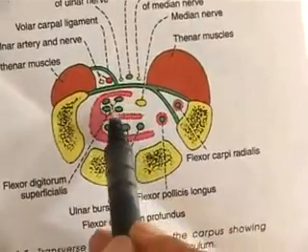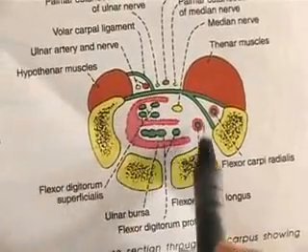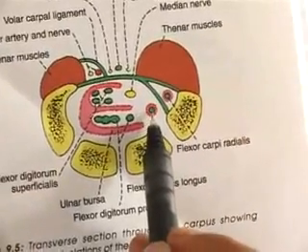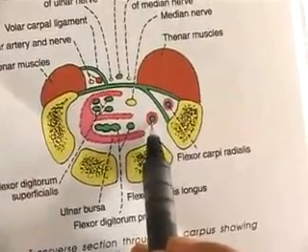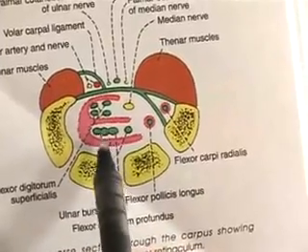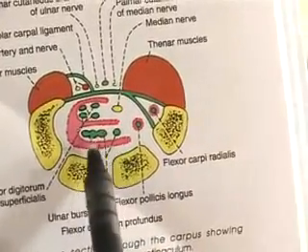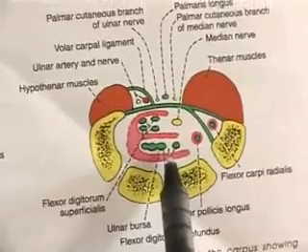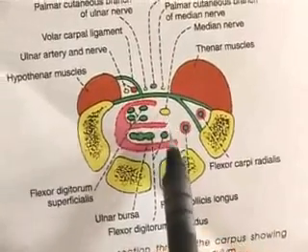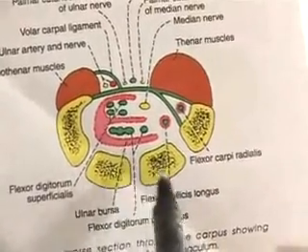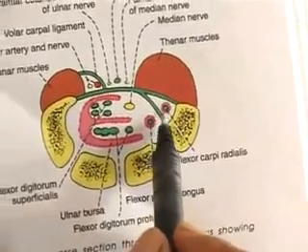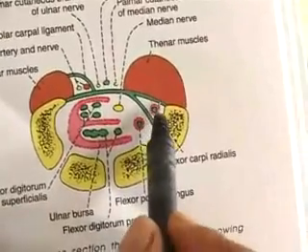Structures passing deep to flexor retinaculum are tendon of flexor pollicis longus in the synovial sheath, 8 tendons of flexor digitorum superficialis and flexor digitorum profundus, 4 each. Median nerve lying superficial to the tendons. The tendon of flexor carpi radialis is passing between the superficial and deep slip of the flexor retinaculum.